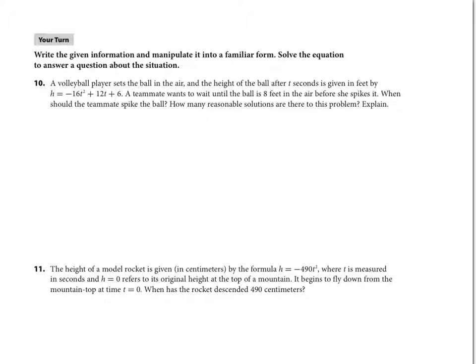Okay, in this one, I'm only going to do problem number 10 here. And this is a word problem, and remember, we referred to this as our parabolic flight, our equation due to gravity. It says a teammate wants to wait until the ball is 8 feet in the air before she spikes it. When should the teammate spike the ball? How many reasonable solutions are there? Okay, so what's happening is we want this to equal 8.